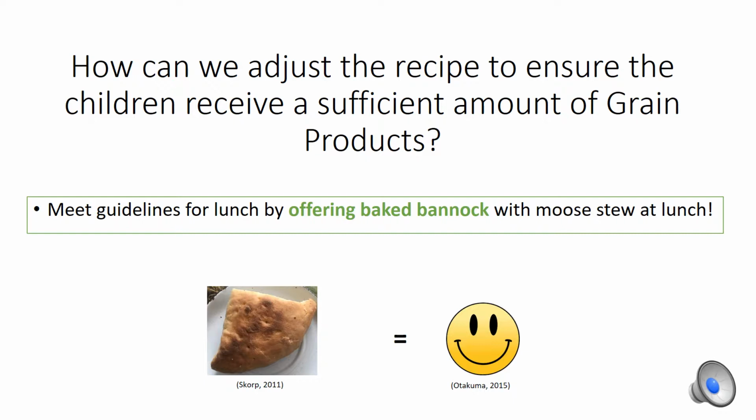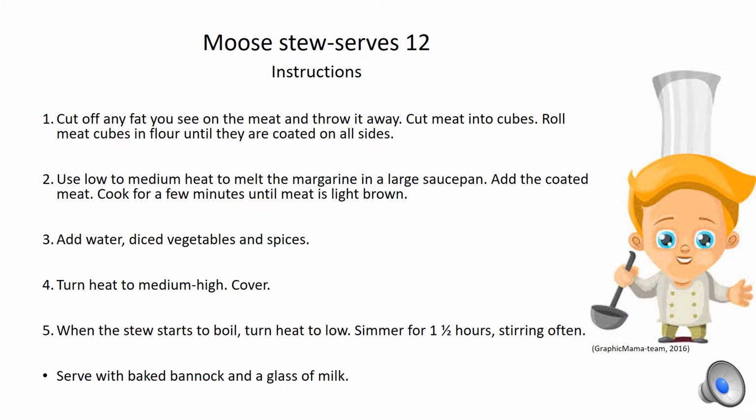Now, how can we adjust the recipe to ensure that children receive a sufficient amount of grain products? We can meet guidelines for lunch by offering baked bannock with our moose stew. In case you would like to make this recipe, we have included the instructions for moose stew here.